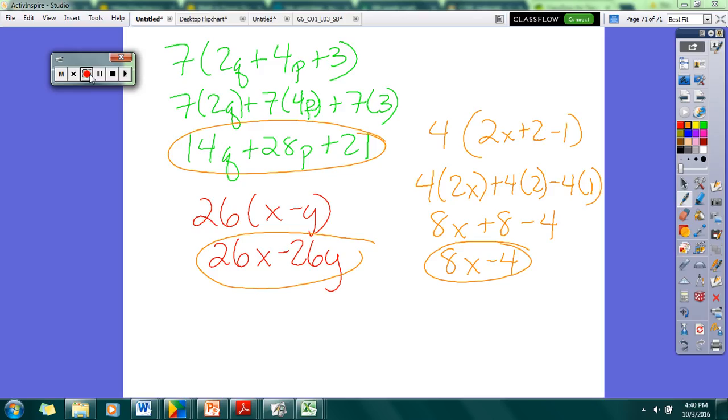Since I can do 8 minus 4, my final answer would be 8x plus 4, because 8 minus 4 is a positive 4. So it's 8x plus 4. So now the last one that I'm going to go over is factoring out using GCF.